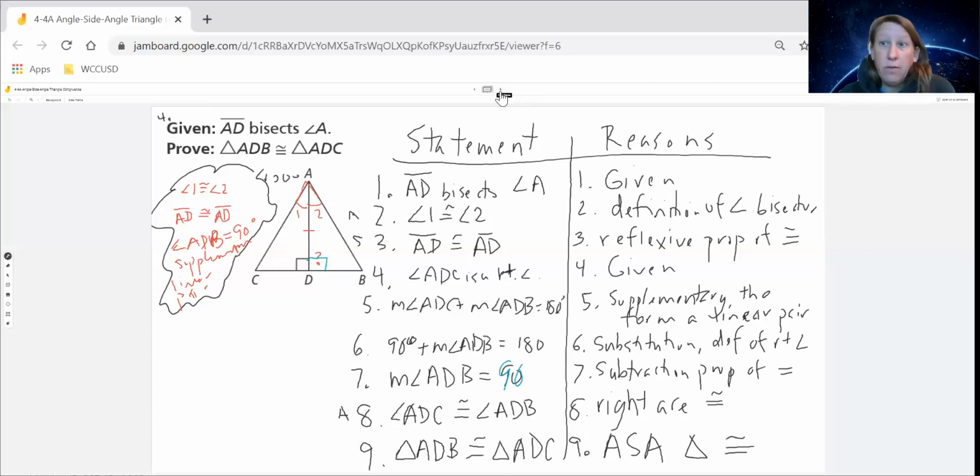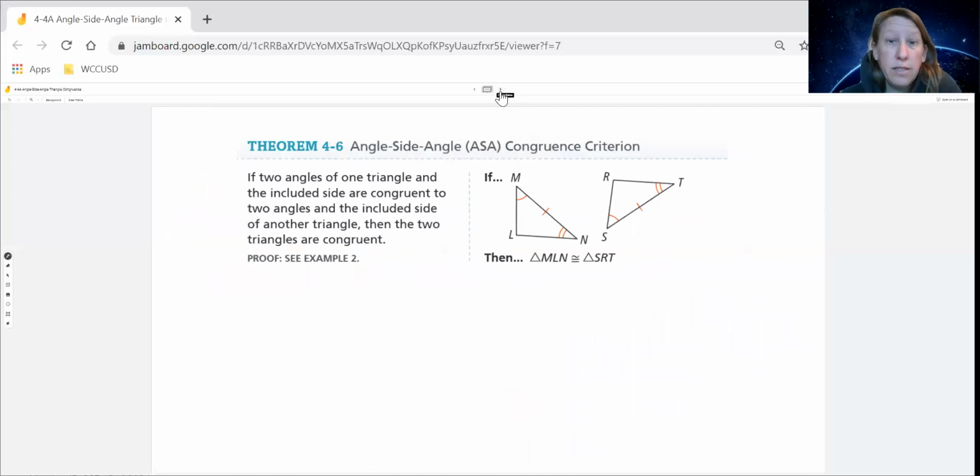All right, that's it. Work hard. You can do this. Here it is in your textbook in writing. If 2 angles of one triangle and the included side are congruent to 2 angles and the included side of another triangle, that is enough to say for a fact that the triangles are congruent.